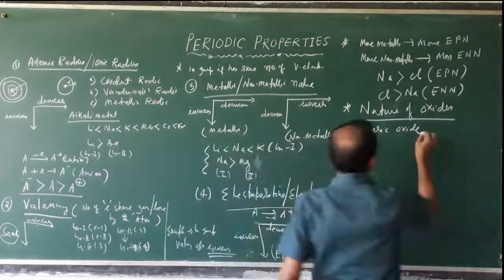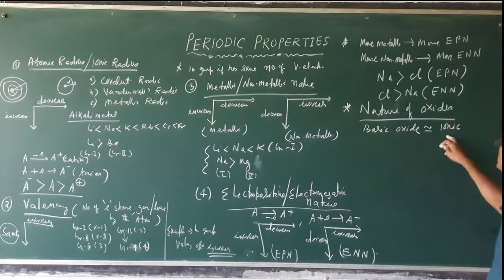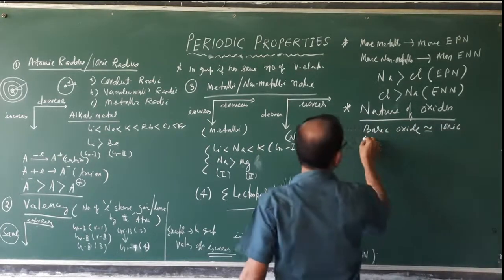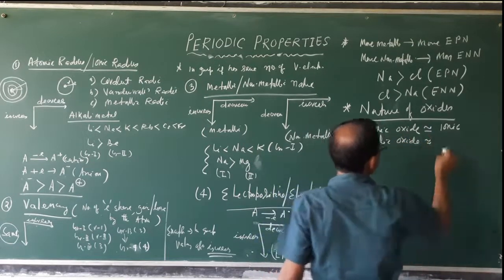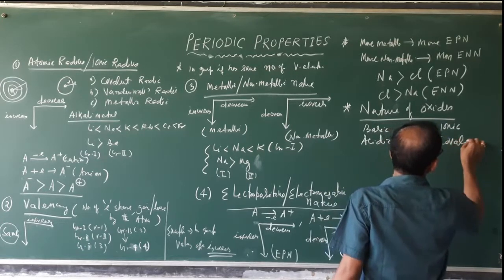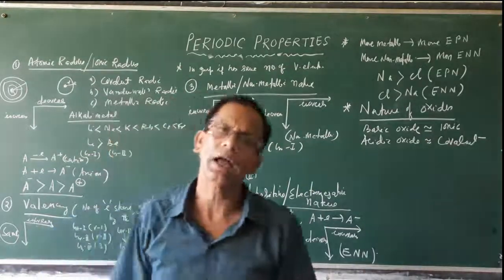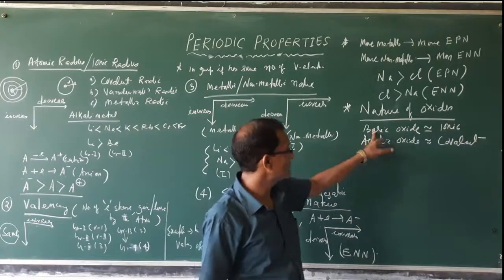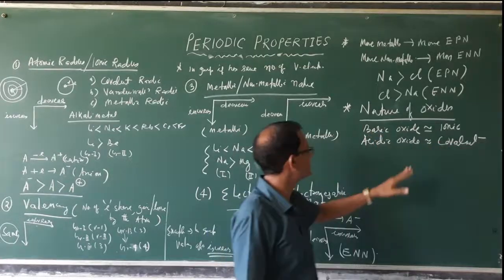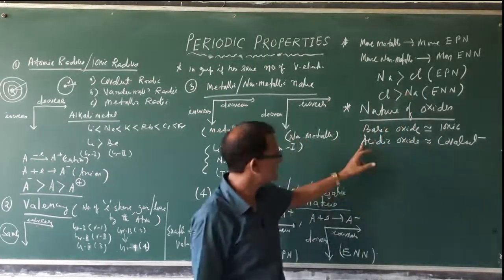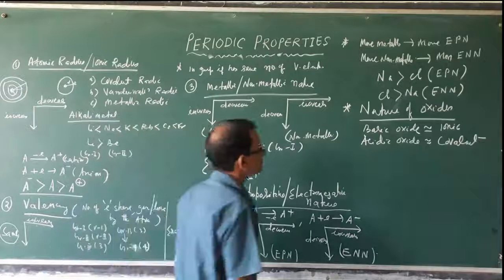Remember, basic oxide is equivalent to ionic. Acidic oxide is equivalent to covalent. Substances are of two types on the basis of the nature of bond, covalent or ionic. More basic oxide, more basic character, means ionic. Acidic oxide means covalent. Basic means ionic, acidic means covalent. That depends upon metallic and non-metallic character.